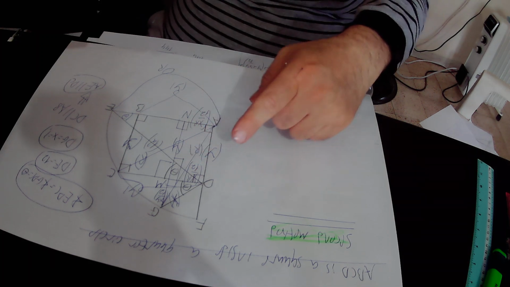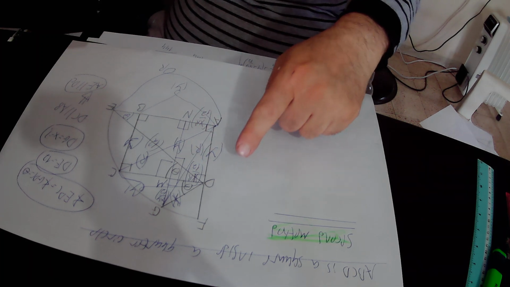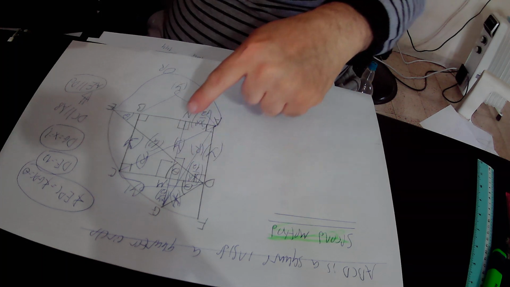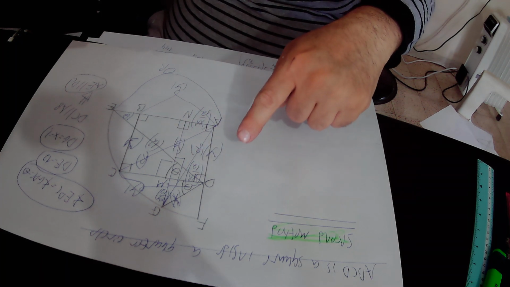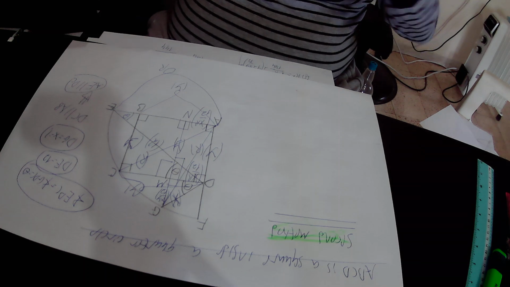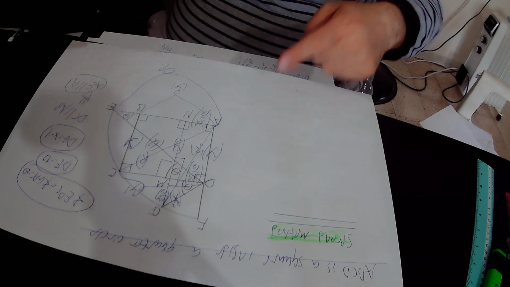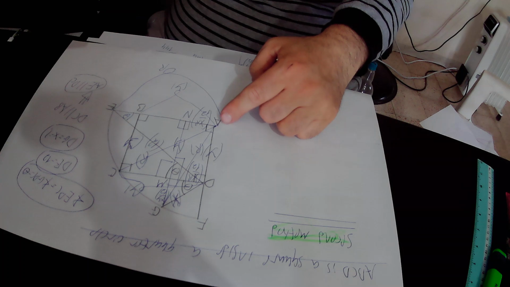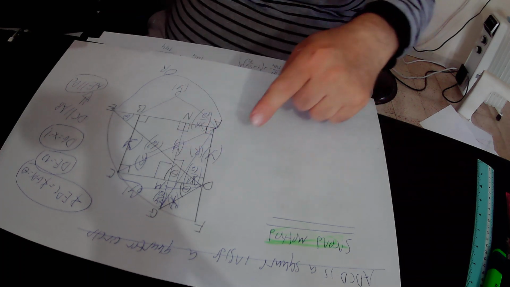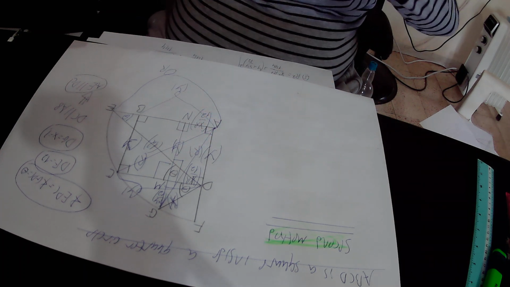And here we have rectangle DMNA. In rectangle DMNA, the opposite sides are equal to each other. That is to say, side DA must be equal to the opposite side MN, but DA is y, therefore MN must also be equal to y.